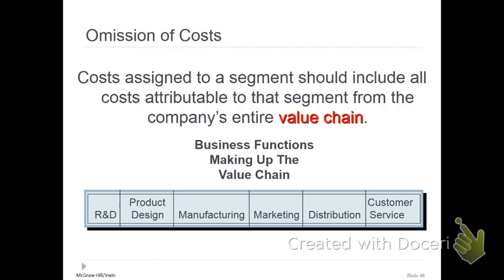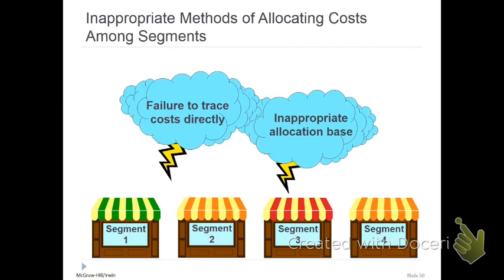When we're assigning costs, all costs to a segment should be included. We've got to make sure we account for all the costs. It sounds so easy, but there were a lot of errors made. The two big ones: one is we don't use the appropriate base. We're going to see this when we get to chapter, I believe, 7 on activity-based costing. And it's very hard to trace all the costs.